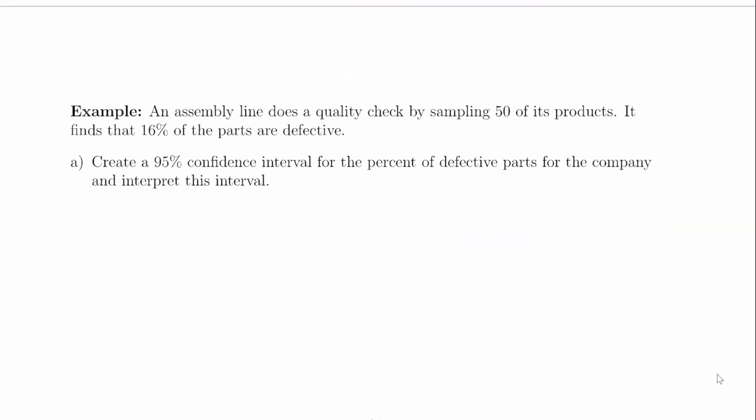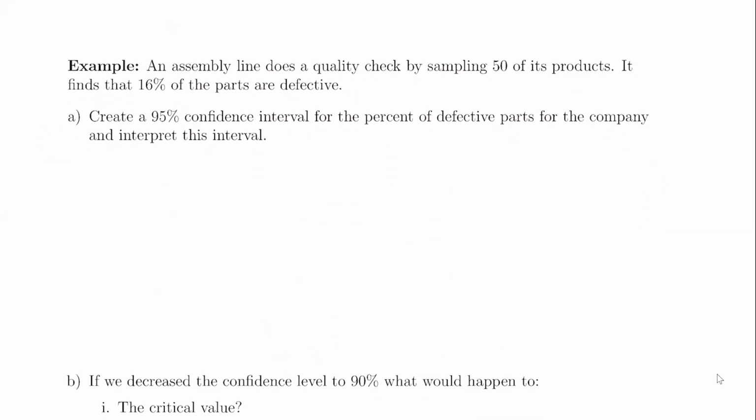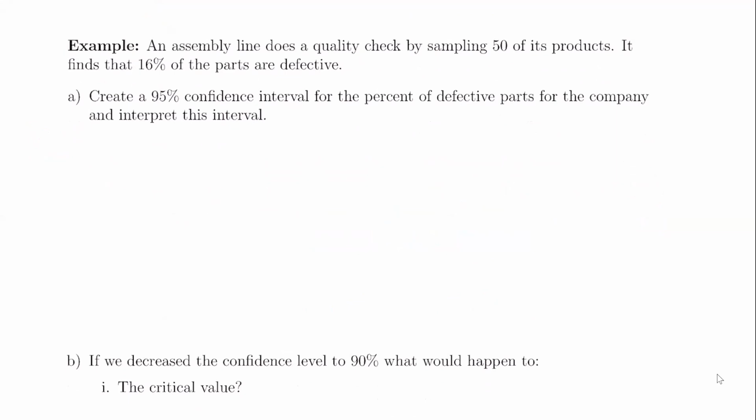All right, so let's go ahead and go to page 6 and let's do this next one. For this one, it says an assembly line does a quality check by sampling 50 of its product. It finds that 16% of the parts are defective. So for this one, you want to read the problem and figure out what's given to us. The 50 is our N value. So we know N is equal to 50, because that's how many products they have.